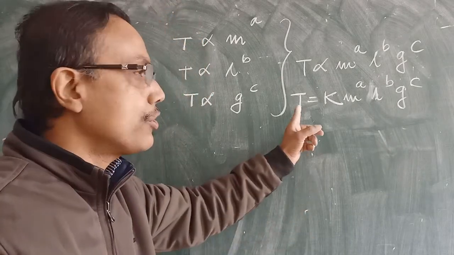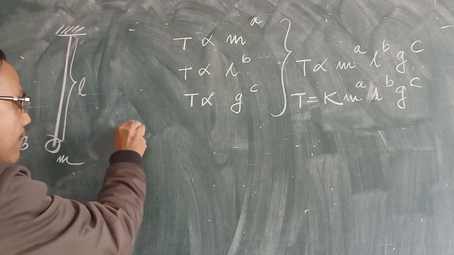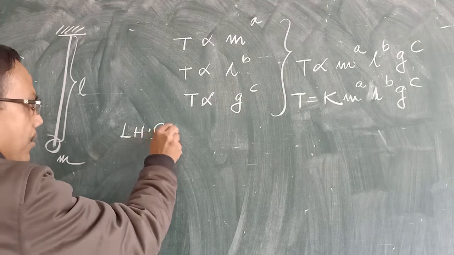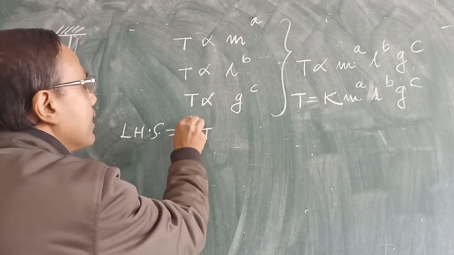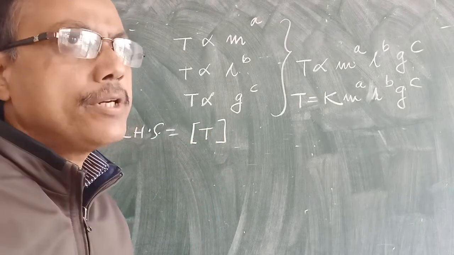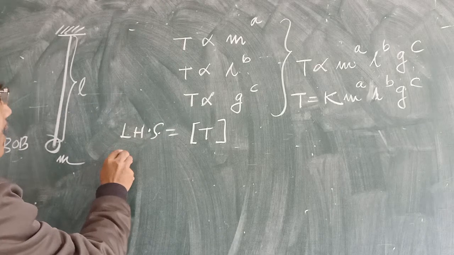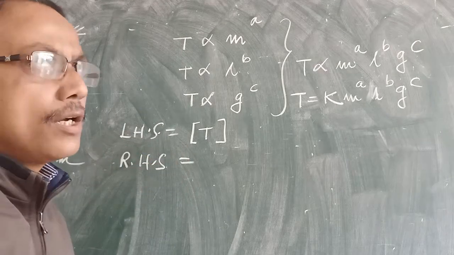Now what is the dimension on the left hand side? On the left hand side you have got T, which is the time period. So I will write, left hand side, which is the time period, its dimension is only T. That is the dimension. T stands for time period, it's actually time. And then the right hand side, what will be the dimension?